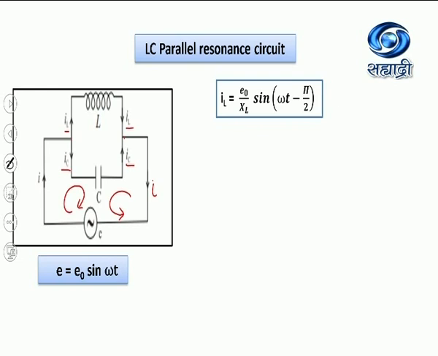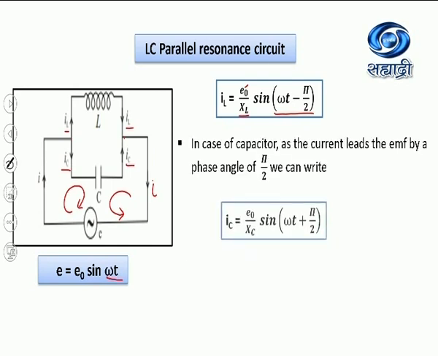What is the peak value of the current? That will be the peak value of the EMF, that is E naught, upon the resistance of the inductor. We call it inductive reactance. So I naught will be E naught upon XL into sine of. Now the phase for the EMF is omega t, and for the inductor the current lags behind the EMF in phase by pi by 2, and lagging behind is represented by a negative sign. So the phase for the current will be omega t minus pi by 2. So the current flowing through the inductor is given by IL is equal to E naught upon XL into sine of omega t minus pi by 2.